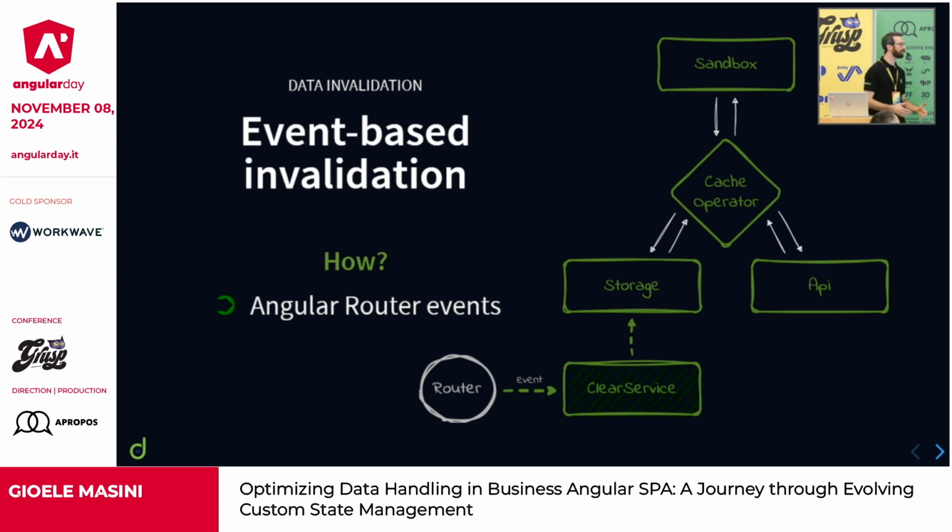Then we improved our way to invalidate our data. We thought, we have some events which are useful for this, and we decided to use Angular router events. That's why we decided to create what could be called a feature-based storage and not a centralized storage, because our application is really big. It has many different modules and really many different functions, and it's really hard for them to share data.